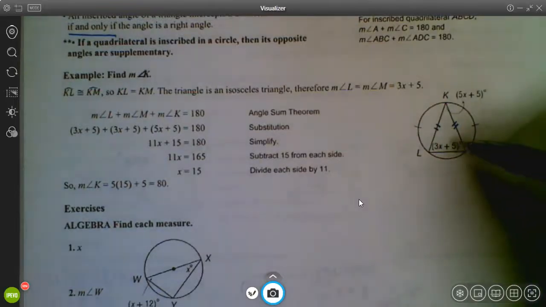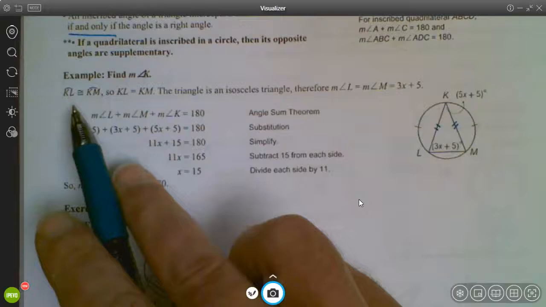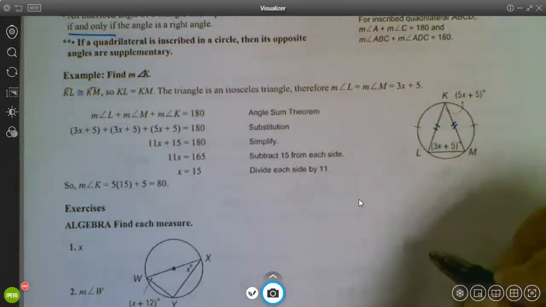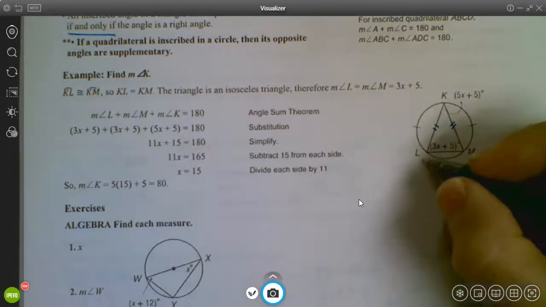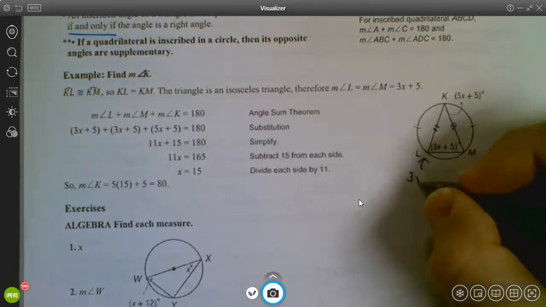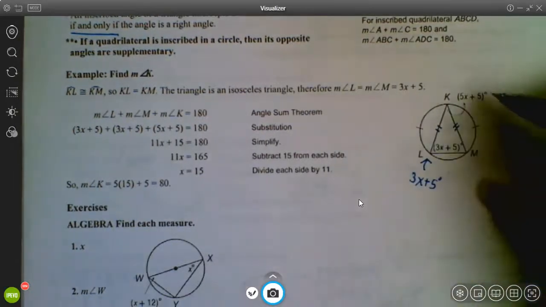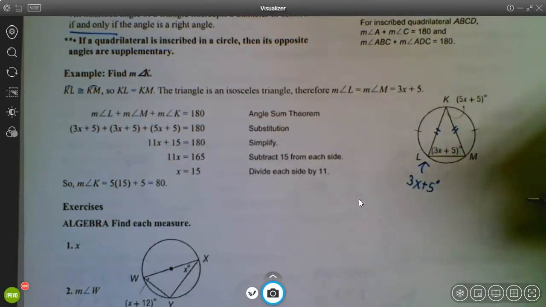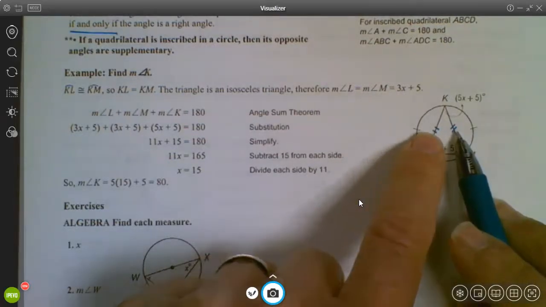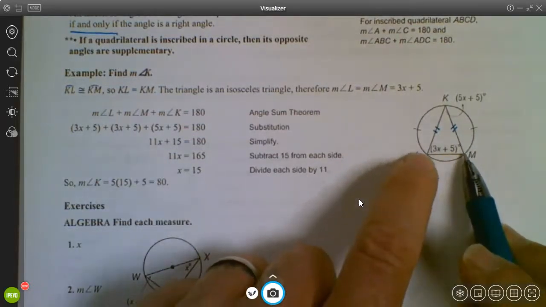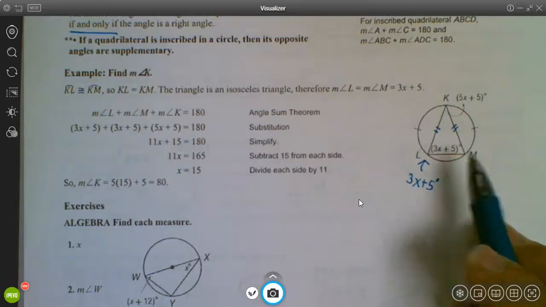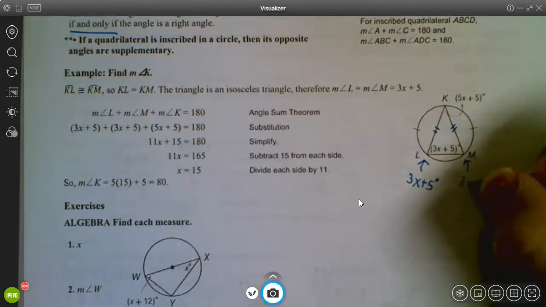For this triangle, the information that they gave us is just this information right here. The 3x plus 5 degrees, it's really hard to tell with the way they put it in here, but that's supposed to be for angle L. So they're telling you that angle L is 3x plus 5 degrees. They're telling you that angle K is 5x plus 5 degrees. So here's what we're supposed to take away from this. They're actually trying to link this idea back to something from our first semester when we talked about isosceles triangles. What we learned about isosceles triangles was that if these two sides are equal, then these two angles are equal. So that was our isosceles triangle theorem. So if that's 3x plus 5 degrees, that means that angle M is also 3x plus 5 degrees.